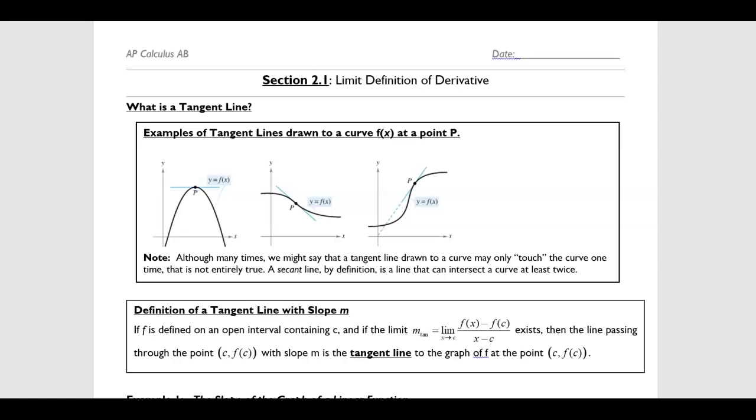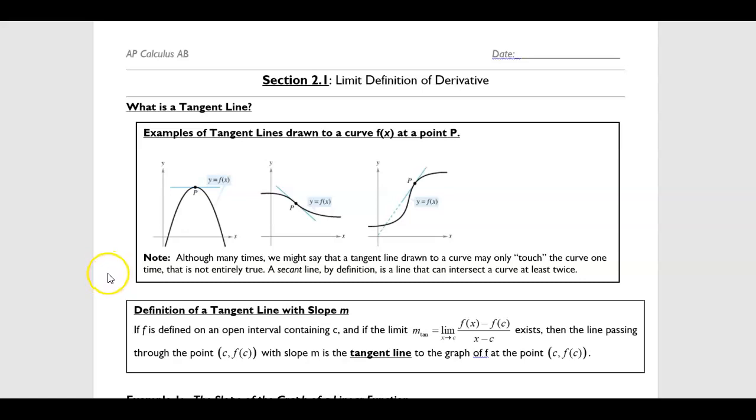In section 2.1, we'll be going over the limit definition of derivative. But first, let's review what a tangent line is. Back in geometry, you might have talked about a tangent line being a line that touches a circle in just one point. But we want something more specific when we talk about curves, because as you see here in these examples, sometimes a tangent line can cross a curve at a second point, or maybe even more than that.